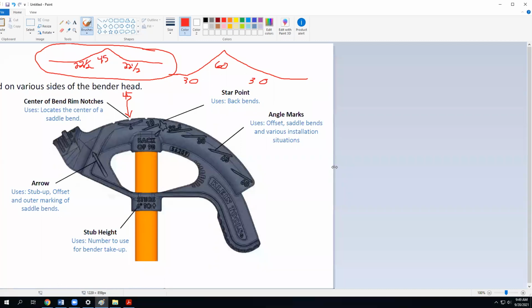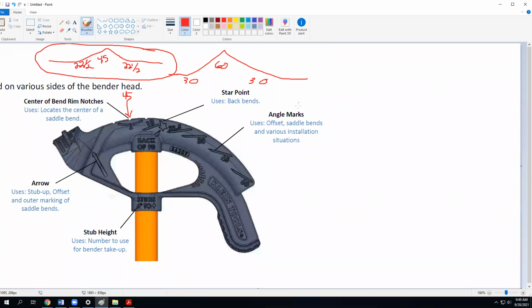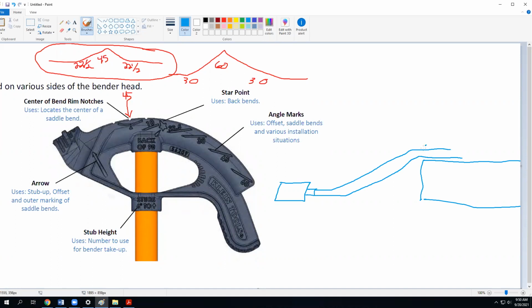Let's do another example though. I'm going to come out of a junction box, and there's my coupling. And I'm going to hit a wall over here. And this is just going to be a 30 degree offset. And I want the top of this, where it starts to flatten out, to hit right at the edge of the wall. So I'm doing 30 degrees.